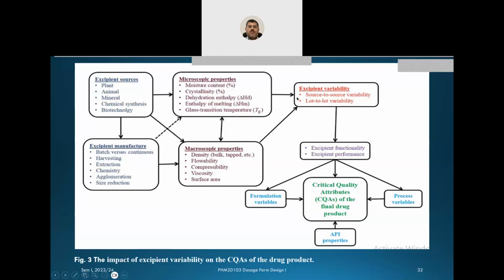Okay? So these variabilities in characteristics will affect the functionality of the excipient and will affect the performance of the excipient and the product as well. So it will affect the critical quality attribute of the final drug product. The example I gave to you is the drug release rate. Okay? So critical quality attributes can be affected by excipient performance, by formulation variables, changing the amounts of ingredients in the formulation or changing the grades of the excipients in the formulation, and by changing the API properties. Even physical properties can affect it.